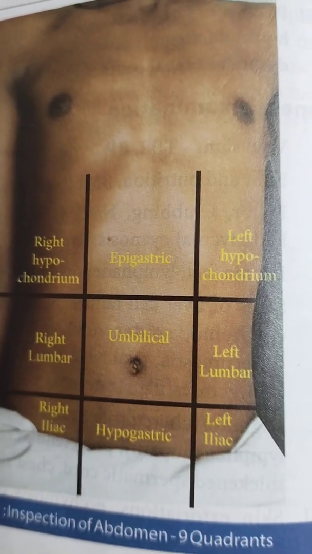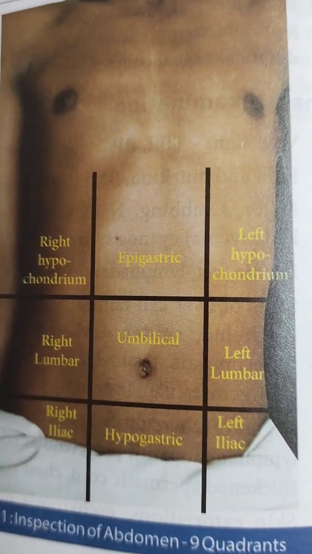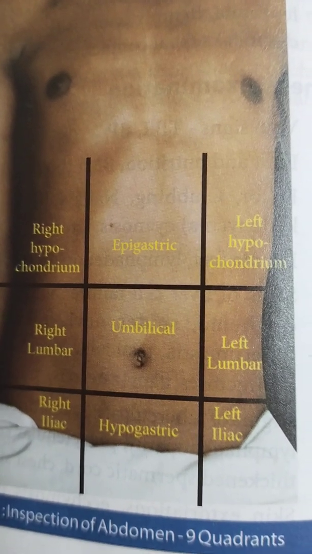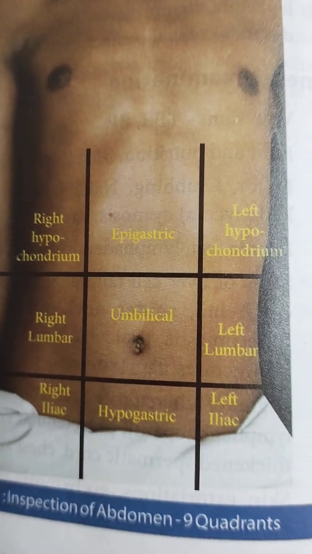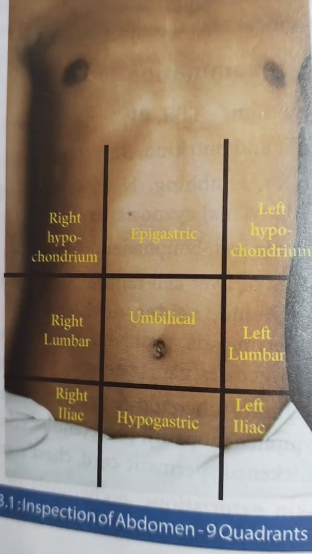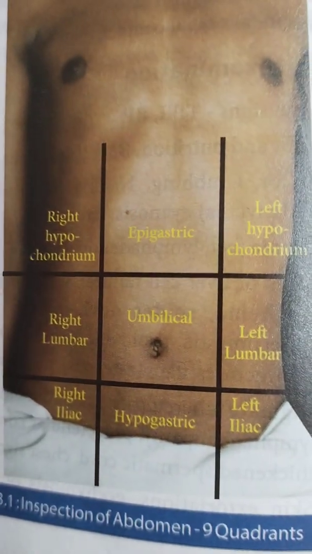Now these 9 quadrants are divided as follows: the right and the left hypochondrium, right and the left lumbar, and right and the left iliac, while the central region consists of epigastric, umbilical, and hypogastric regions.